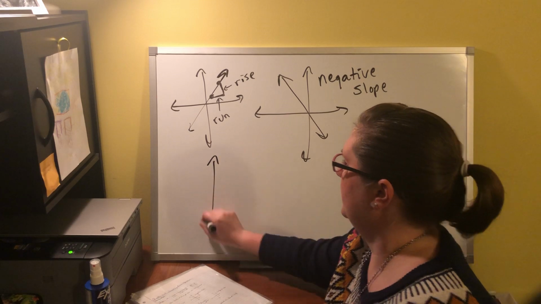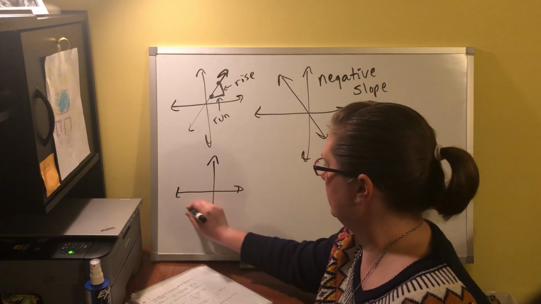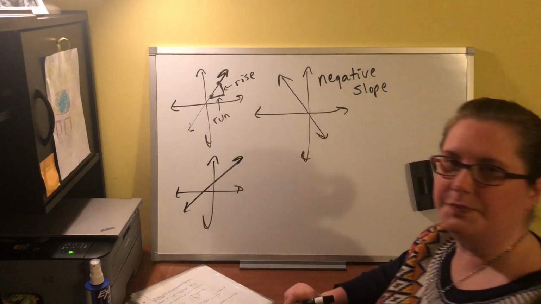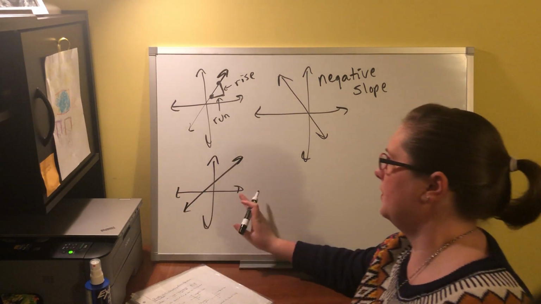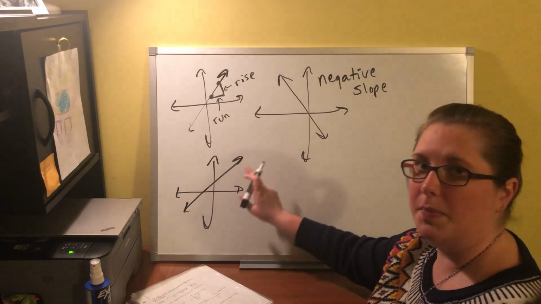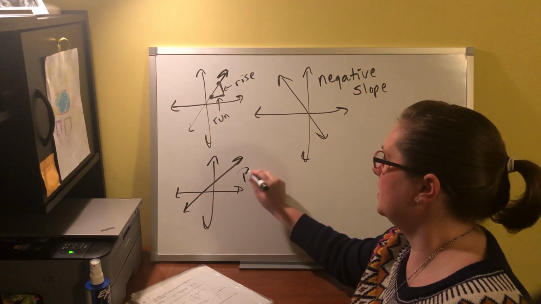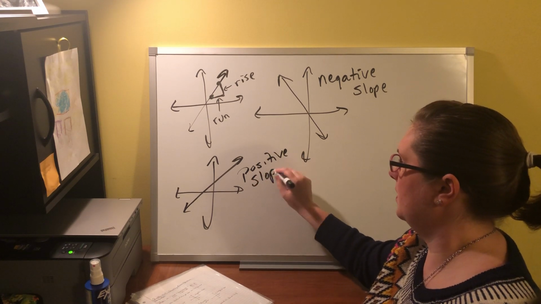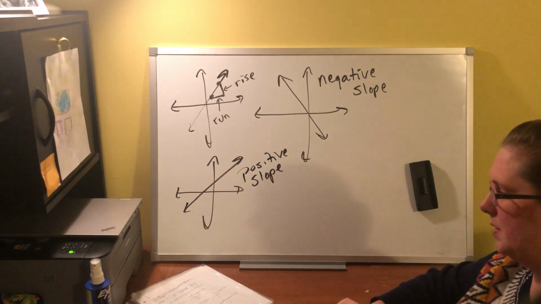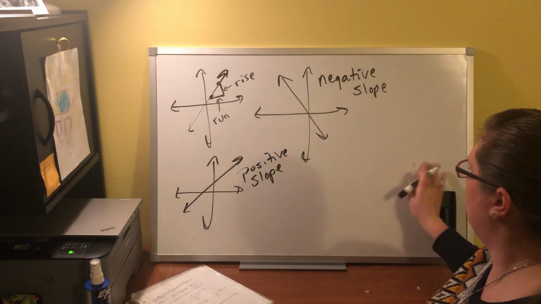Let's look at another graph. And let's say this is our graph. Once again, you're reading the graph from left to right. Well, from left to right, the direction is going up. So this would be considered a positive slope, okay? A positive slope. All right, we have 2 more kinds.